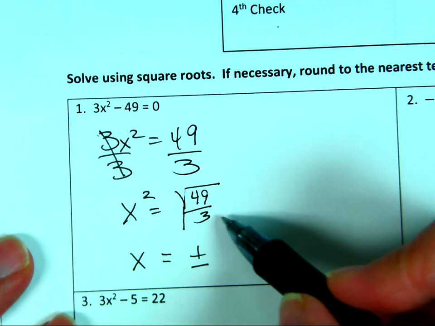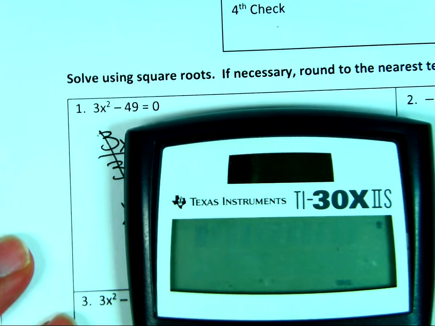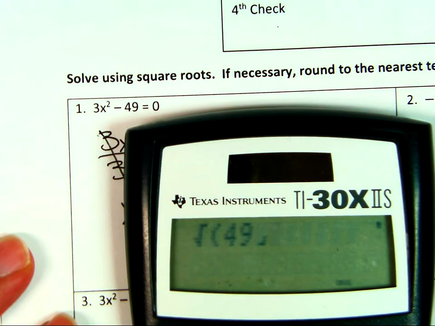So we're just going to take whatever that is and square root it. We're going to use our calculators for that. So we're going to take the square root. We're going to use our fraction key. We're going to say 49 thirds. Remember the ABC on this kind of calculator?